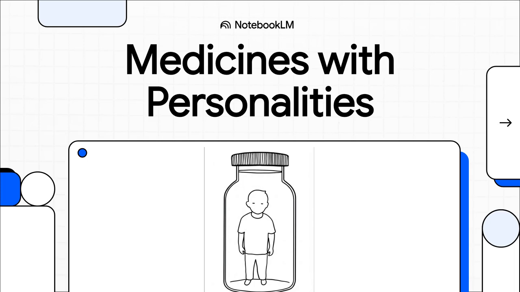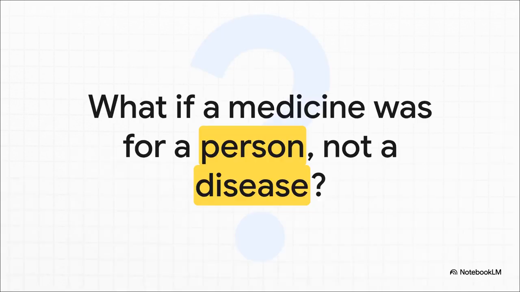Today, we're going to dive into a pretty fascinating idea from the world of homeopathy, the concept that medicines can have personalities, almost like people do. We're going to break down exactly what's meant by a drug picture. So let's just start with a question that kind of flips everything we think we know about medicine on its head. What if a medicine wasn't for a specific disease, say the flu, but was instead matched to a specific type of person who happens to have the flu?